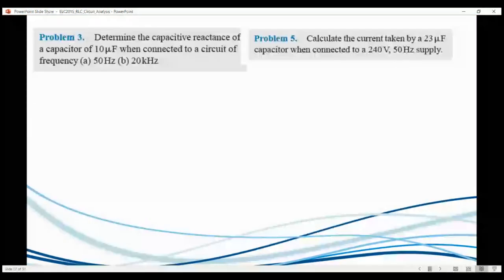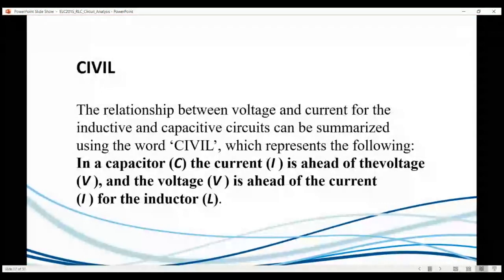Just again, the CIVIL mnemonic which I mentioned, this cute thing. You must know that in a capacitor, the current is ahead of the voltage, that's the CIV part, and then the VIL part would be that the voltage is ahead of the current for the inductor. Obviously, that means the current is lagging, the voltage is ahead, whereas in the capacitor, the current is leading. So that is just a cute way of knowing the difference.